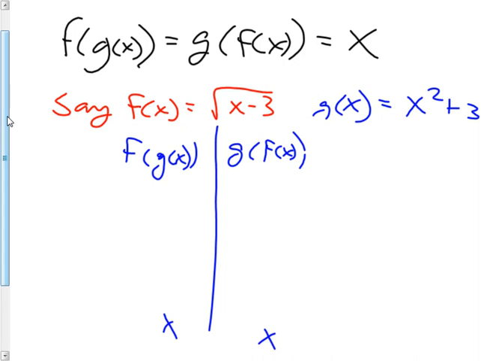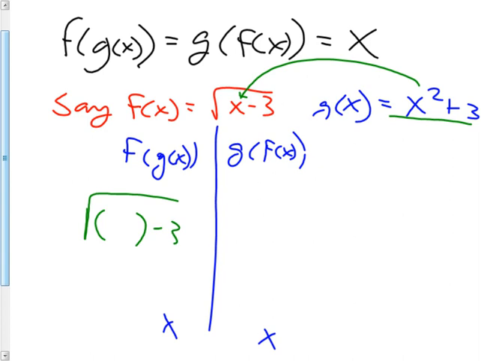So I'm putting the g function here into the f function here. Got to put this into this, so I put it right into where the x is. So I'll have square root of empty spot minus 3, and I drop in x squared plus 3. The cat goes in here.